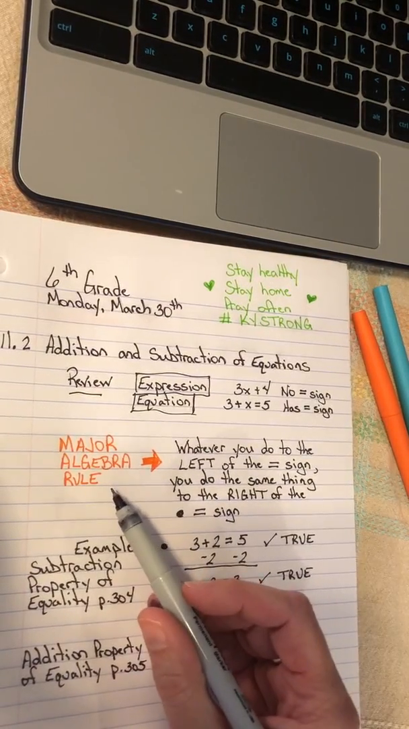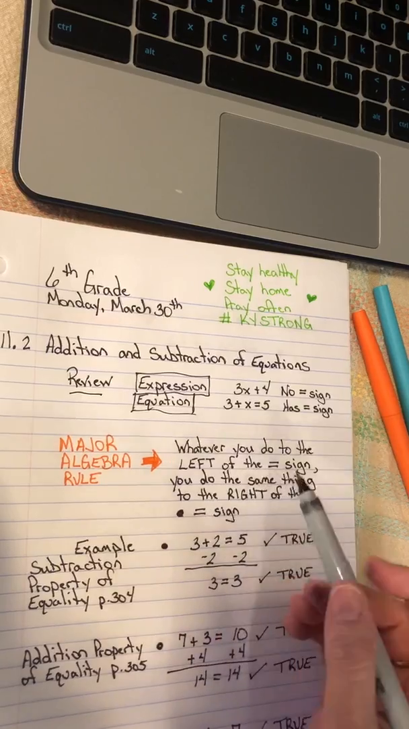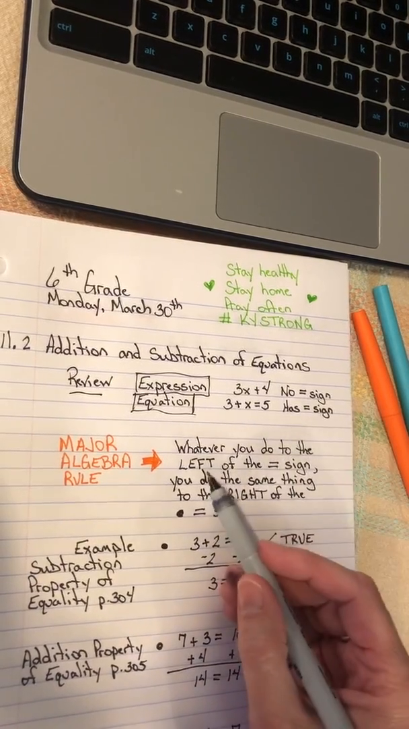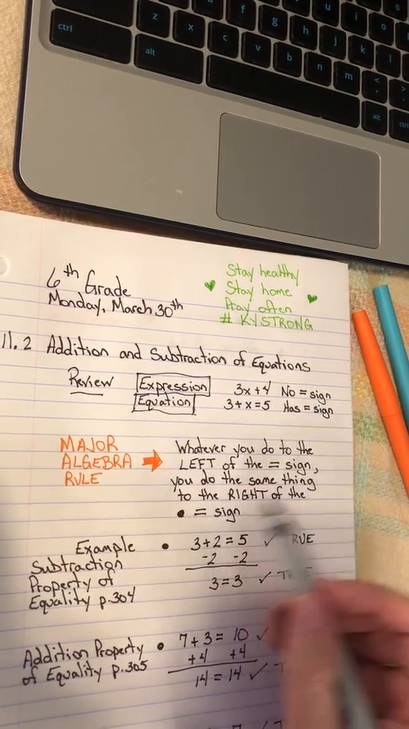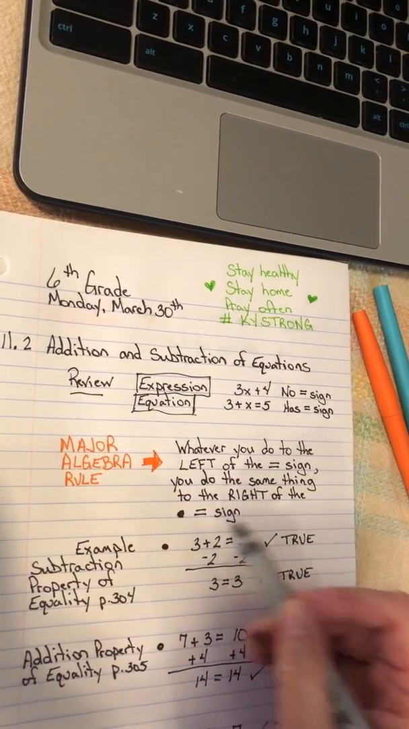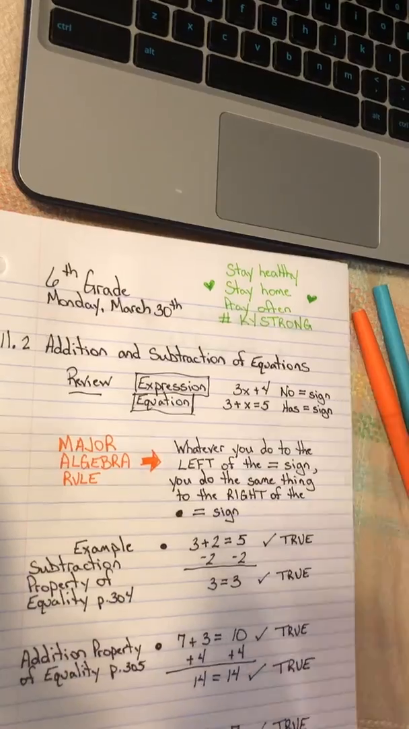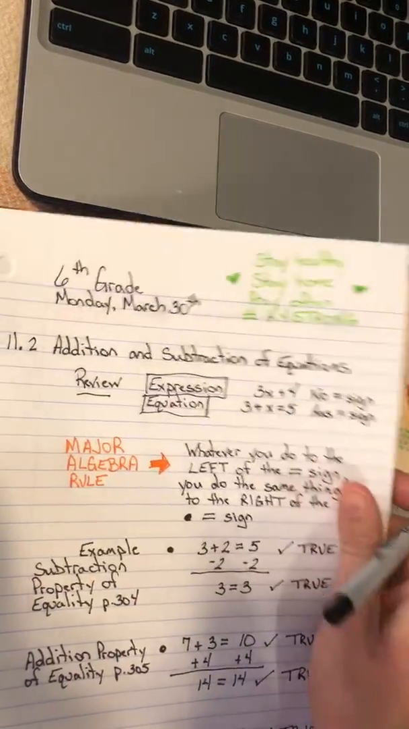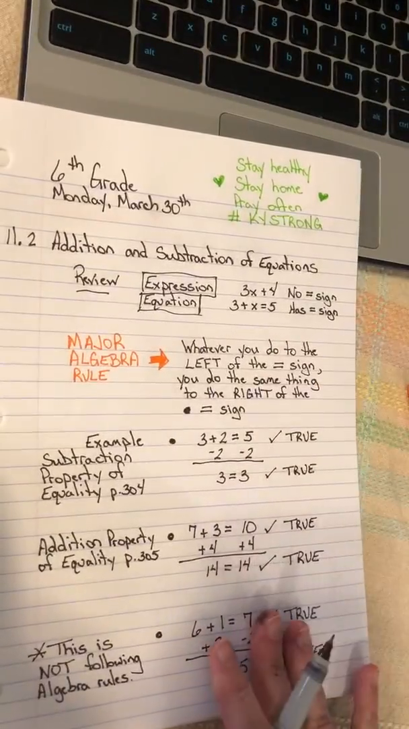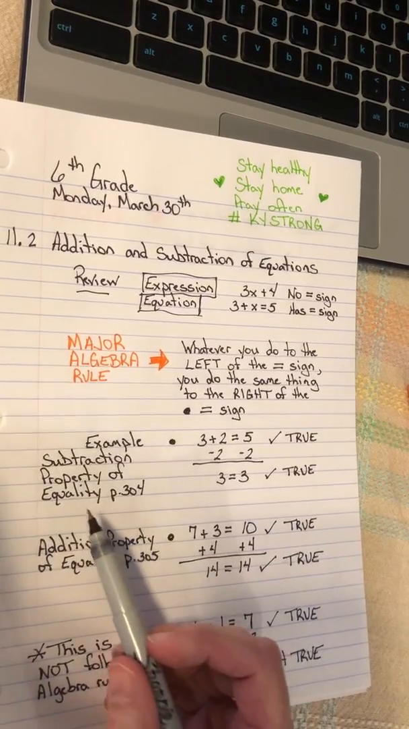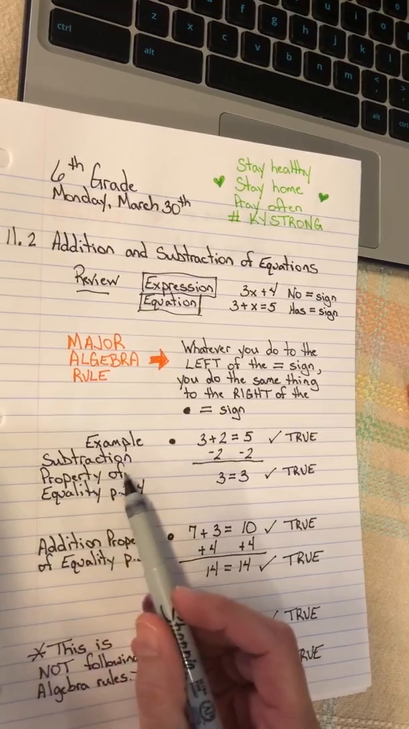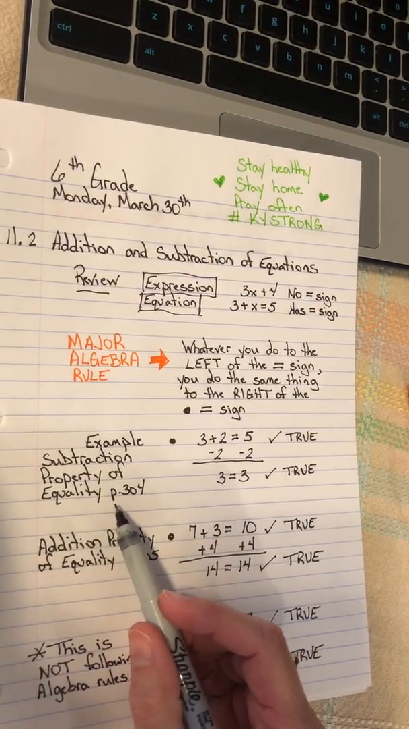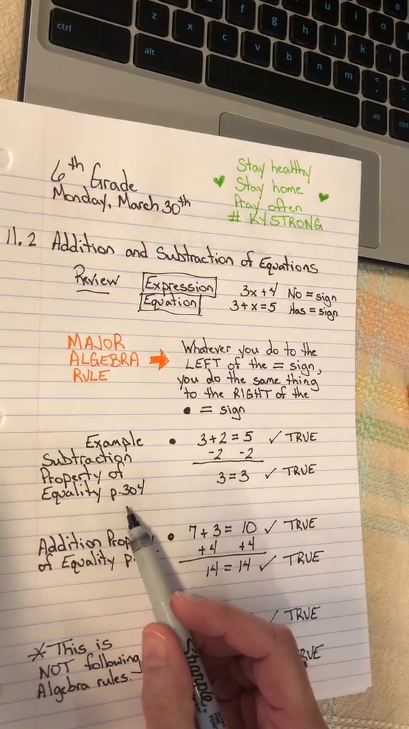The next thing that we're going to go over is a major algebra rule, and I have listed it here in orange. It says whatever you do to the left of the equal sign, you do the same thing to the right of the equal sign. So let me go over these properties that explain this. Here's our first example. It's called the subtraction property of equality. It is on page 304 if you want to look at it.